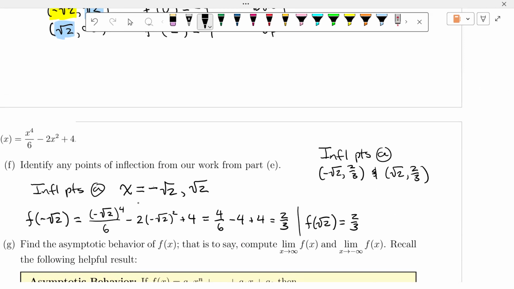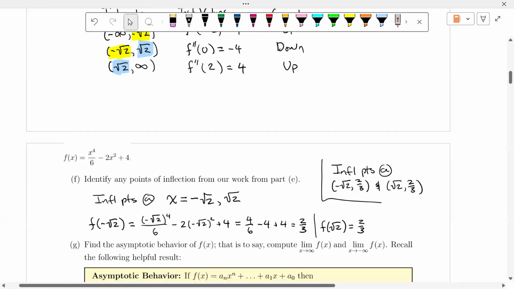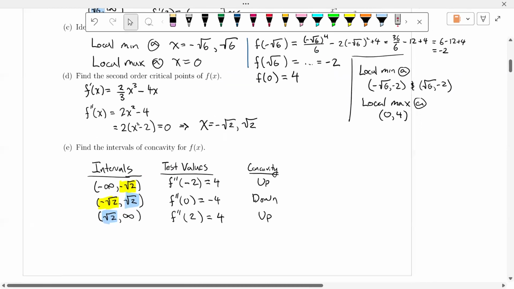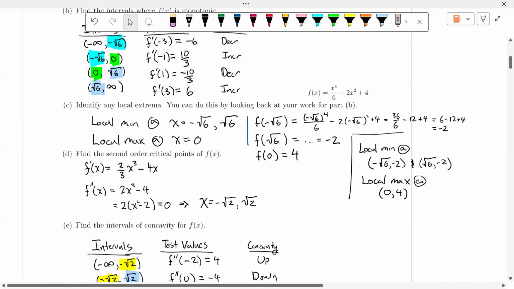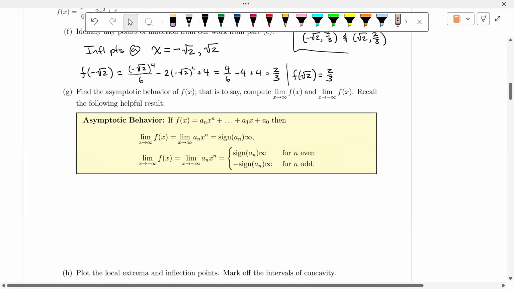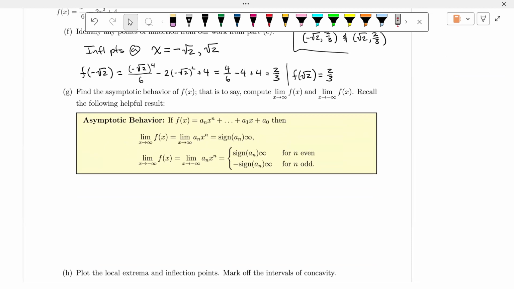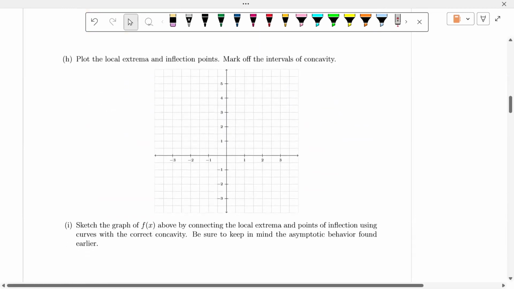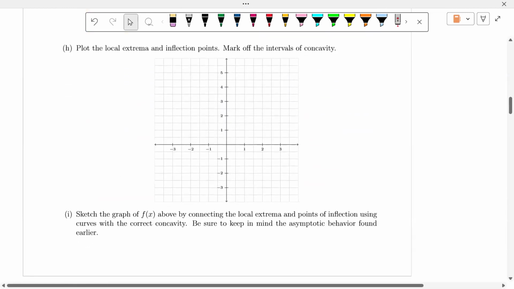All right, there we go. So we're able to identify where our inflection points are. We're able to identify where our local max and min are. We're able to figure out where the function's increasing, where it's decreasing. I have this one additional thing called the asymptotic behavior of f. I'm going to go back to it in a little bit, okay? But for now, I'm going to take all that information we've gleaned and we are now going to start plotting this thing, okay? That's what we're going to do.